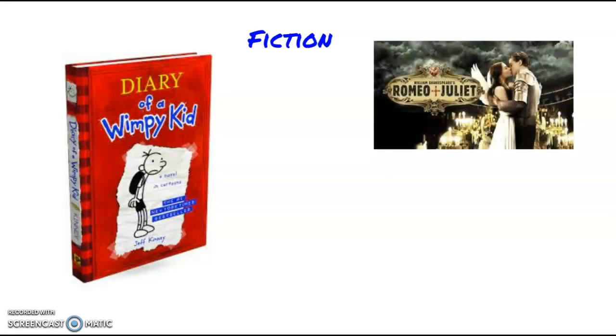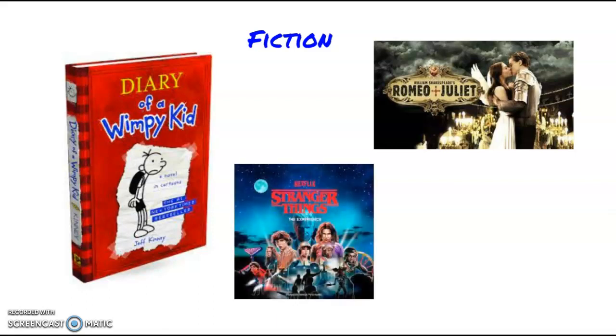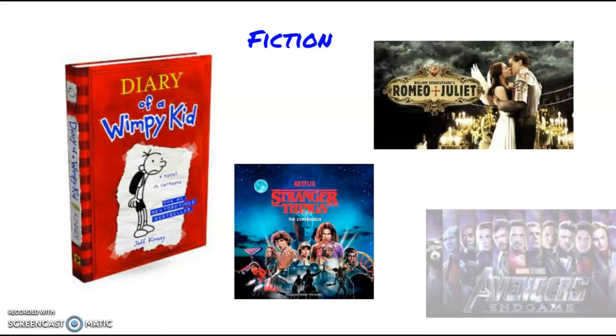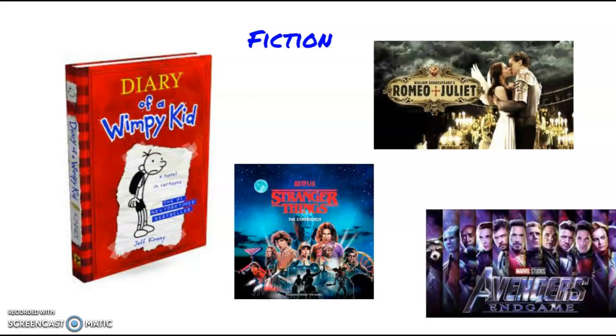Here's some examples. Fiction: Diary of a Wimpy Kid, that many of you probably read the series. It's made up. Romeo and Juliet might be based on a family, but the story itself is made up. It's imagined. We will read that this year. Stranger Things, fiction. And Avengers Endgame, fiction. All right. The writer has created a world and invited us into it.